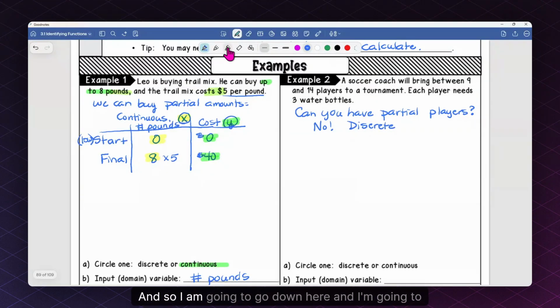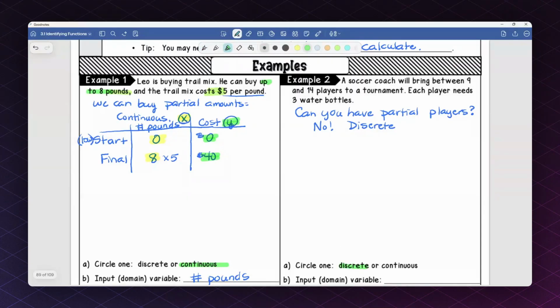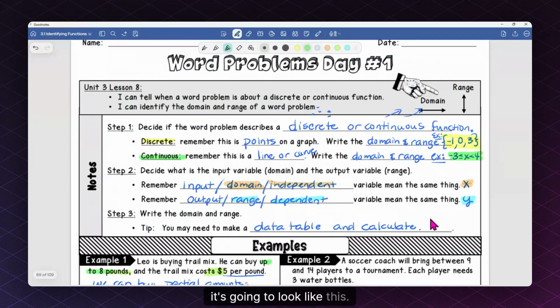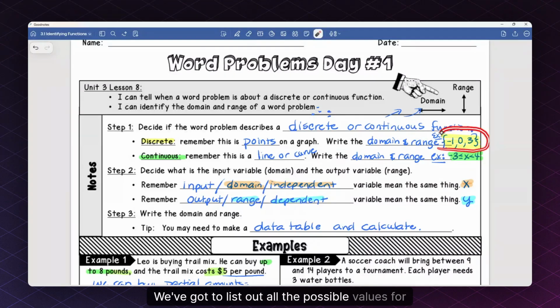And so I am going to go down here and I'm going to highlight discrete. That's the kind of function that it's going to be. When we have a discrete function, it's going to look like this. We're going to write the answer in this kind of format. We've got to list out all the possible values for both the domain and the range. For us to know all those possible values, we're going to have to do a little bit of math.